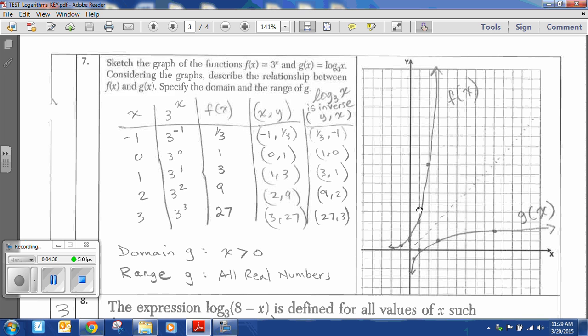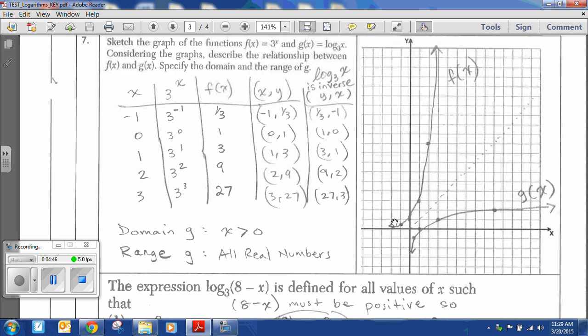So we plot the points and connect the dots. The domain of G are x's greater than 0, and the range of G are all real numbers because, as you can see, the y values go down forever and the y values go up forever.